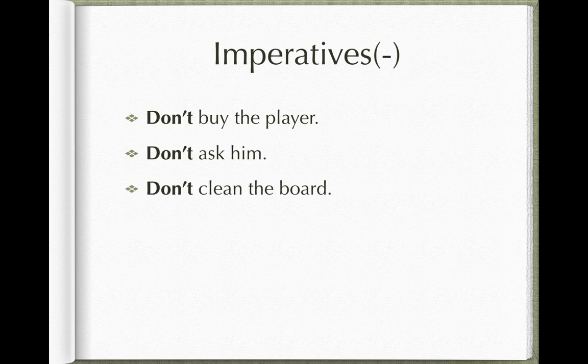Imperatives, negative. So the negative one is like don't buy the player. You add don't before the verb to make it negative. So maybe you can think, why don't we use doesn't? In the imperatives, we never use doesn't because we tell it to the person. We tell it to you or to a group of people, not to the third person. We tell it to the second person, you, for one person or many persons. So don't buy the player, don't ask him, don't clean the board.